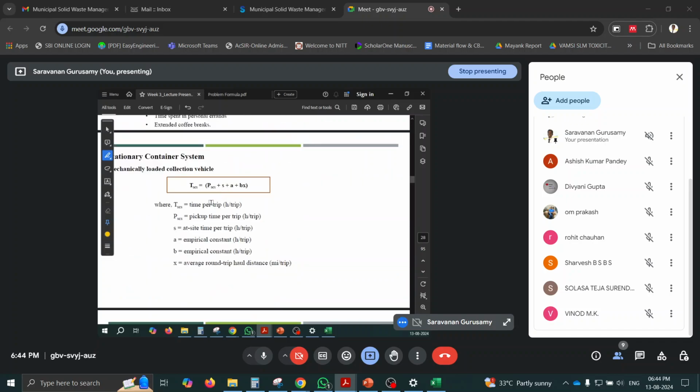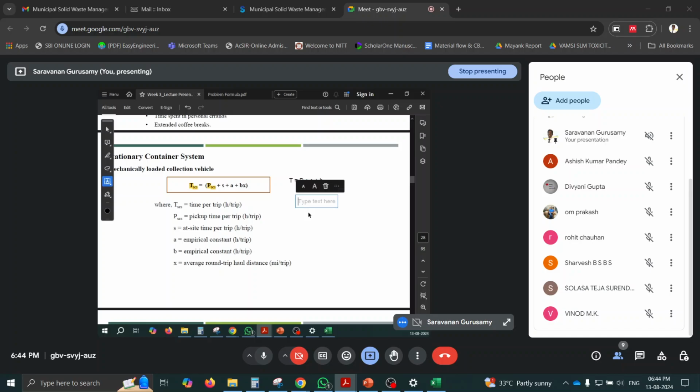Okay, so here the PSESC will vary. The time required for one trip will again be pickup, on-site and haul. Again it will be the same P. So always T equals P plus S plus H. This is the basic formula you have to always note down. Pickup, on-site and haul will vary based on the haul container system or the stationary container system.